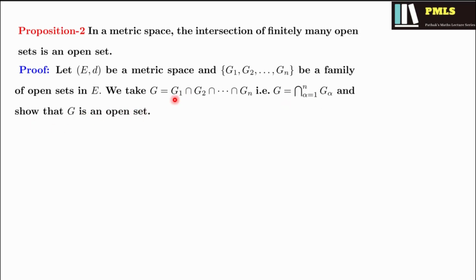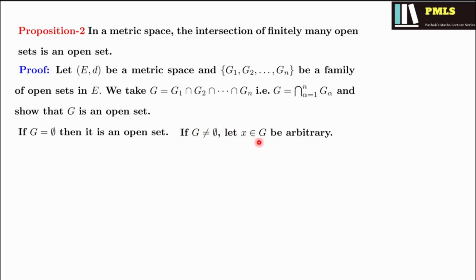So in fact, we want to prove that this intersection is an open set. Now, if this intersection is empty, then it is an open set, that we know by the definition of open set. If the intersection is not empty, then we take a point X in G, which is an arbitrary point. Now, if X belongs to G, then what will happen?